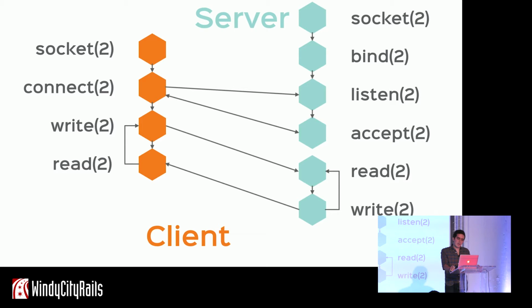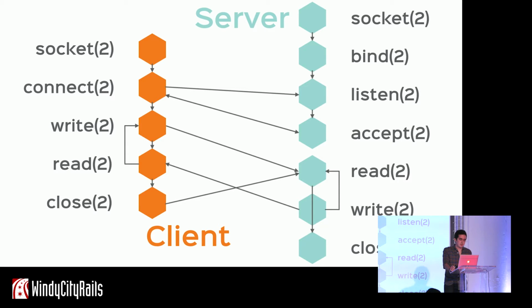And then after a while, it might decide, okay, I want to close this connection now. So it will tell the server, and the server will just close the connection. So that's roughly how the client-server lifecycle works.